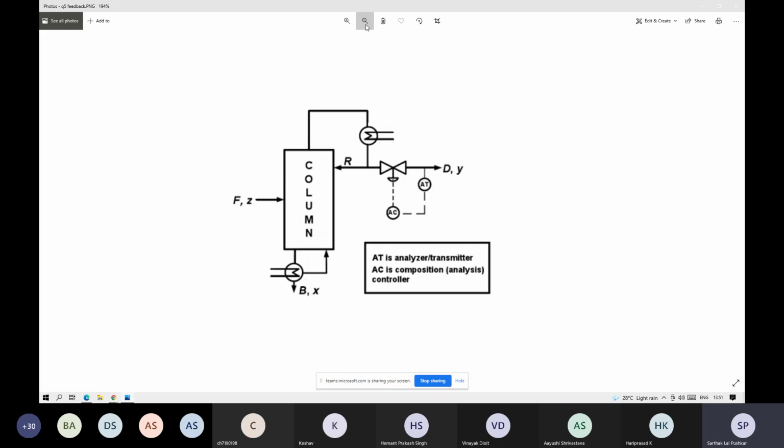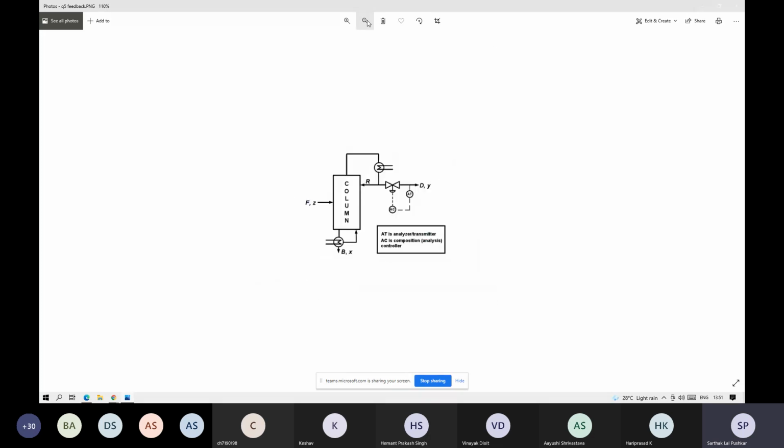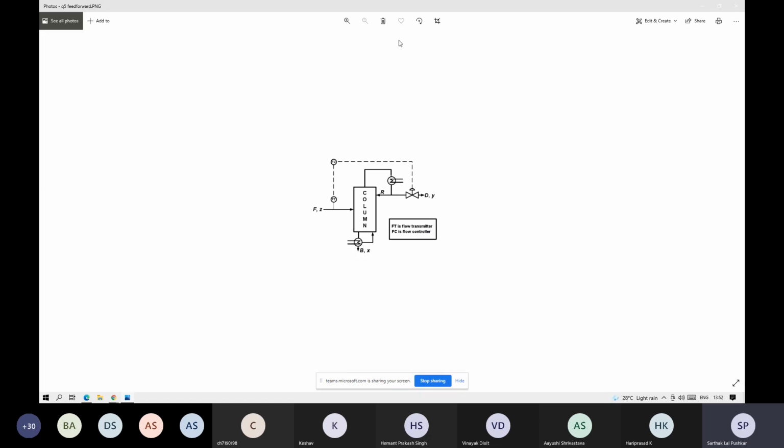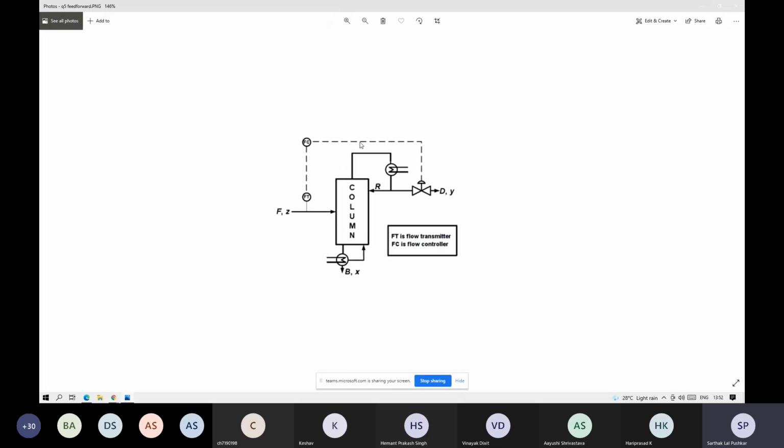And in case of the feed forward control system, you are measuring F and then changing the flow of D. So FT and FC are the flow transmitter and controller. So this is the difference between feed forward and feedback: in this you are measuring a third variable, that is F, and then changing what you need to change. Is it clear?